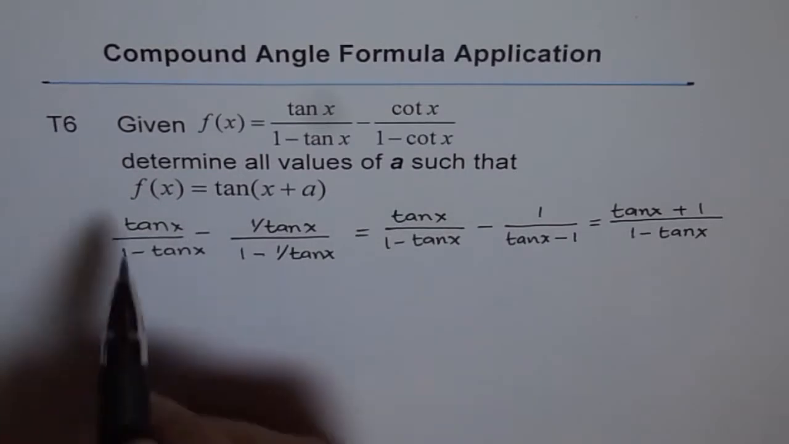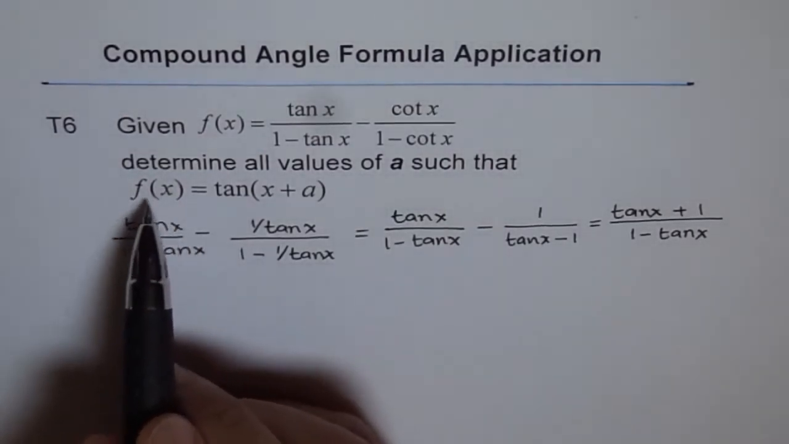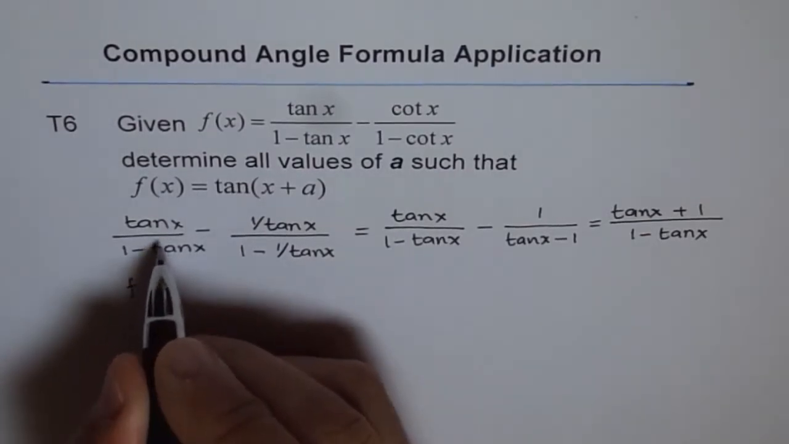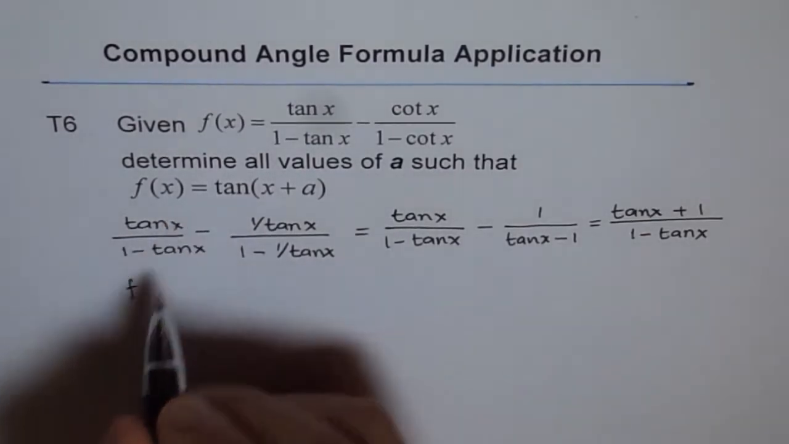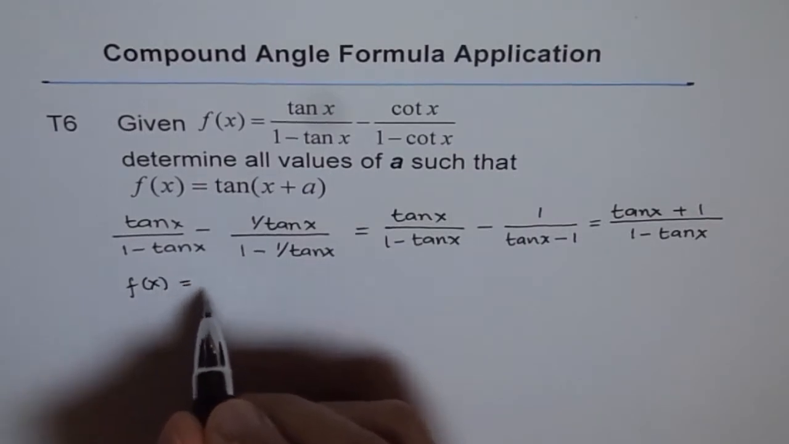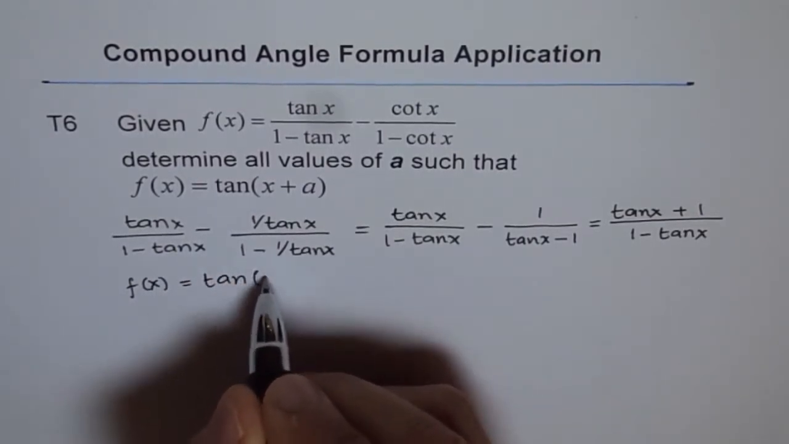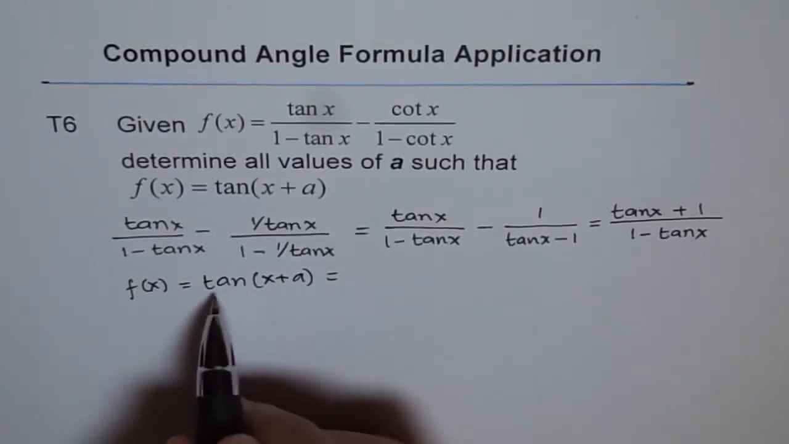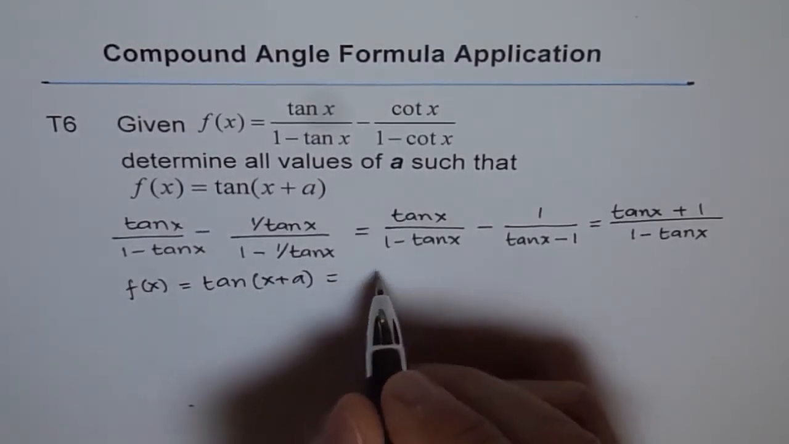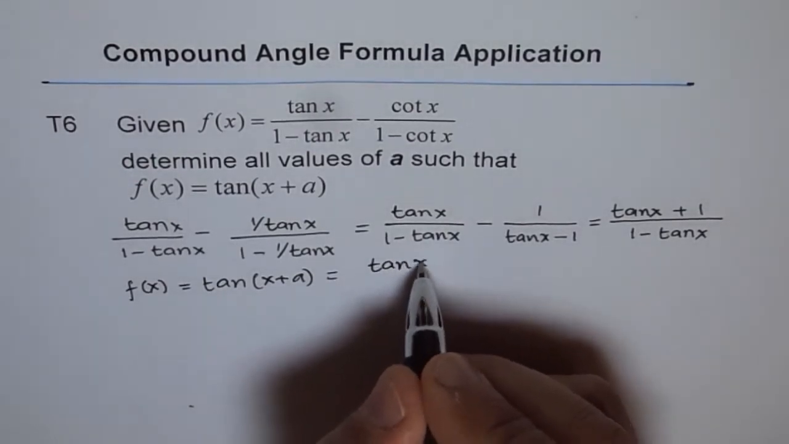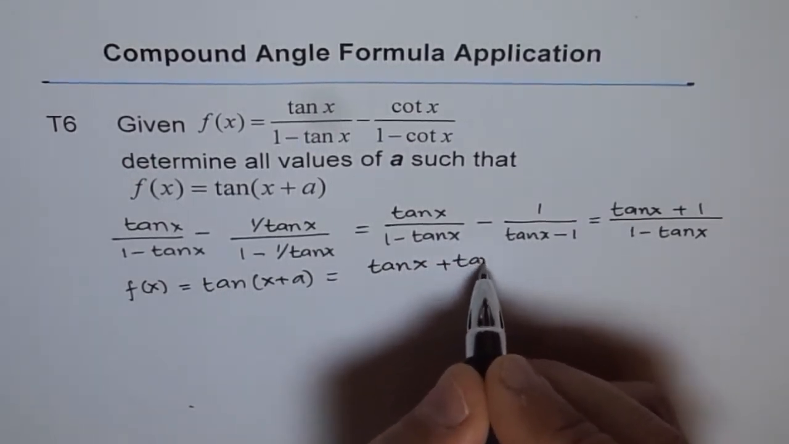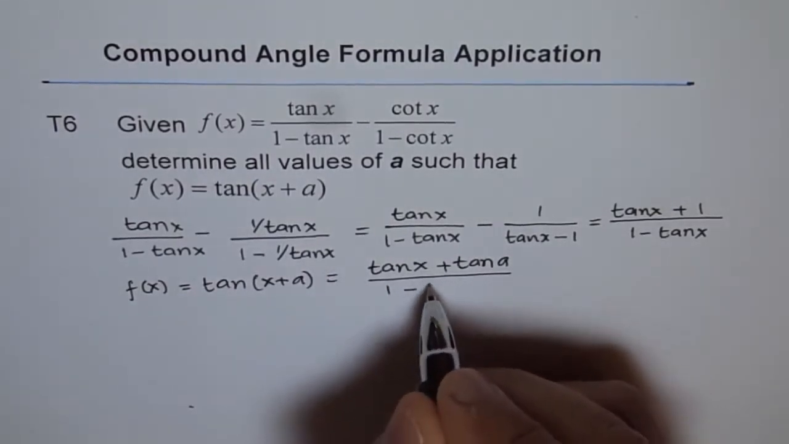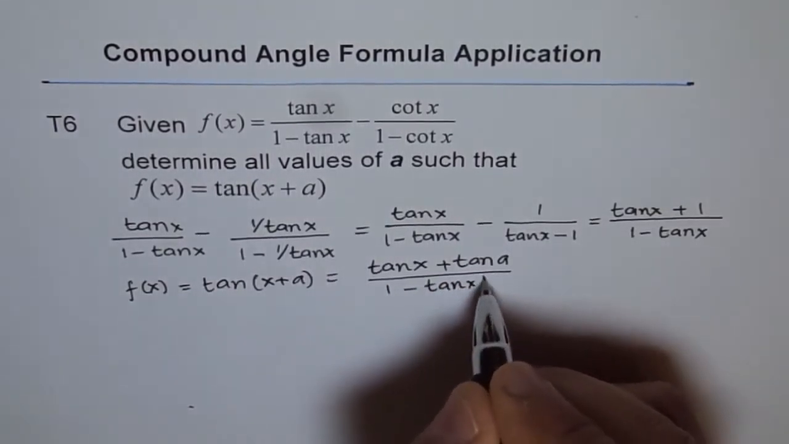Now consider the second part of the equation, which is f of x equals tan of x plus a. So this is also f of x, and now we want this to be tan of x plus a. Now using the compound angle formula, we can expand this. What do we get? We get tan x plus tan a over 1 minus tan x tan a.